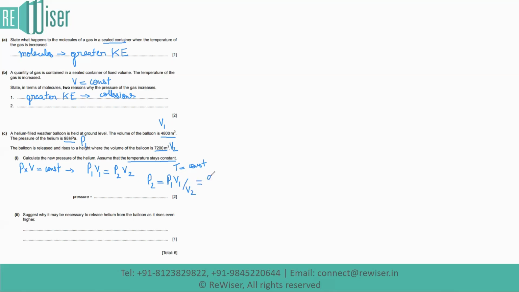Through substitution, you get 98 into 10 to the power of 3, because kilo, into V1, which is 4,800, divided by V2, which is 7,200. Simplifying on a calculator, we get the new value of pressure as 65 kilopascal.